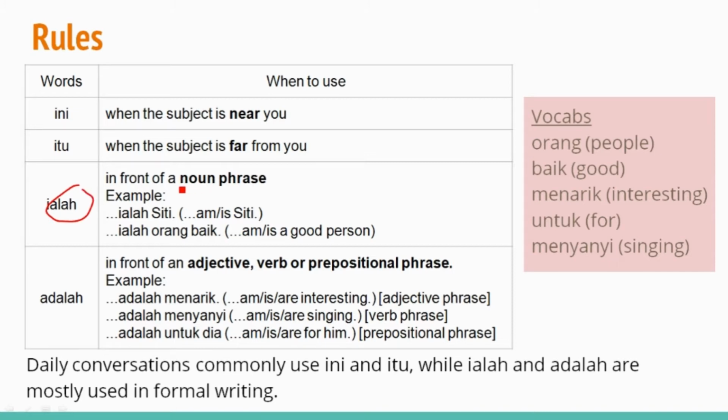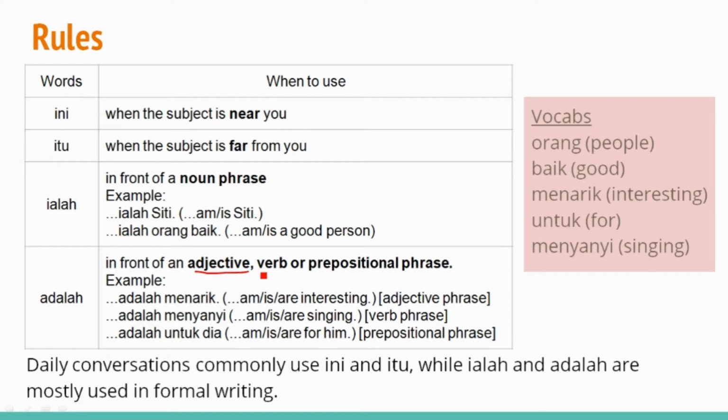Ialah is used in front of a noun phrase. For example, ialah city. In English, it just means am or is a city. So the words before ialah are the subject, while city is a noun phrase because city is a noun. And also like ialah orang baik, meaning am or is a good person. So orang baik is a good person, and that is a noun phrase. So you would use the word ialah.